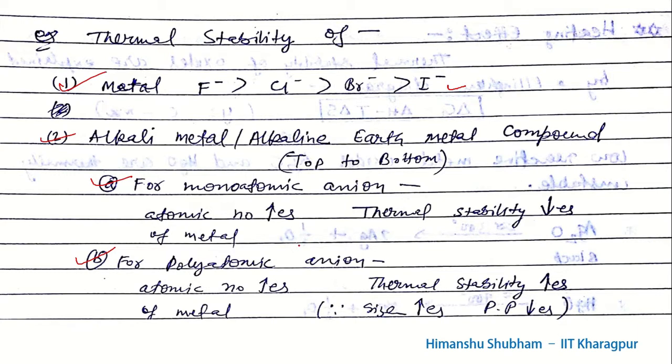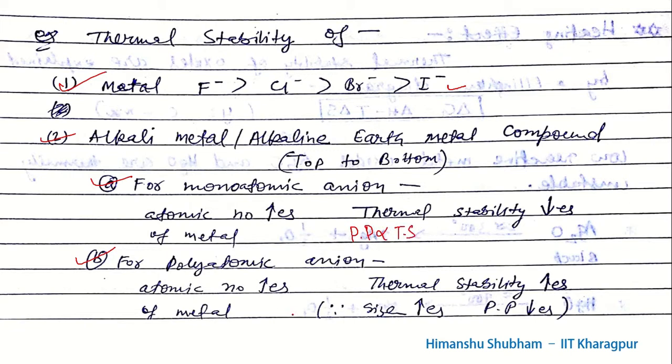So let us first understand the reasoning behind such a trend. Then we will conclude and write what's the relationship between polarizing power and thermal stability. In the case of monoatomic anion, we have learned that the bond that we need to break in order to decompose the compound is the ionic bond. As we go down the group, the bond length increases due to the increase in the size of the atom or cation, and so the thermal stability decreases. So in the case of monoatomic anion, polarizing power and thermal stability are directly related.